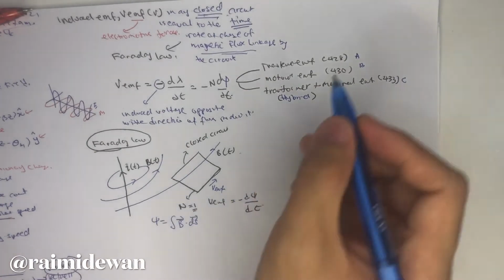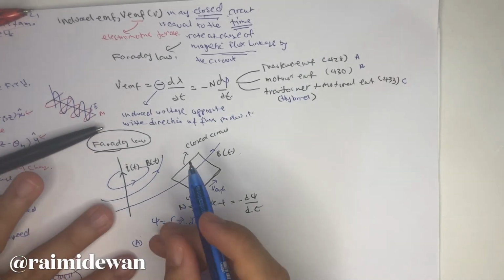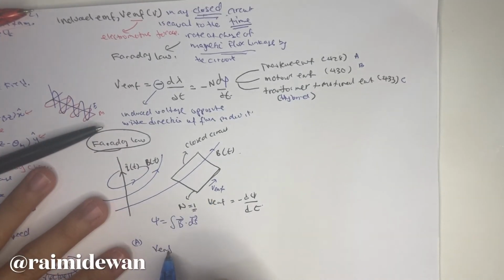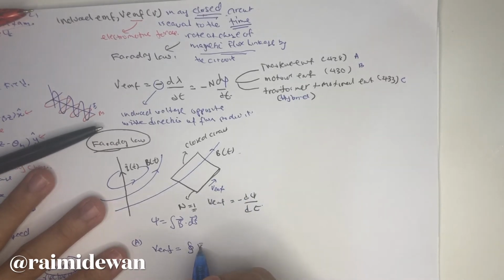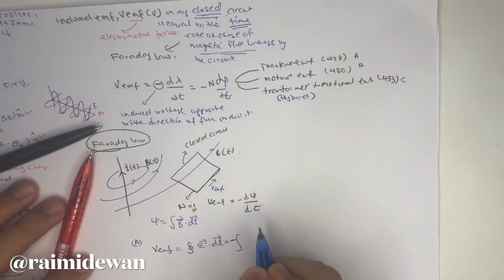So in case A, the transformer EMF, we are introduced, based on this figure, to this VEMF, which equals the closed integral of E dl equals negative, maybe I should put this in a different color so you can see it clearly, negative the differentiation of your B over dt, the time component, dotted with your dS.